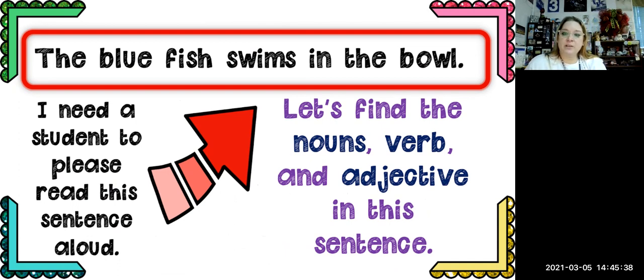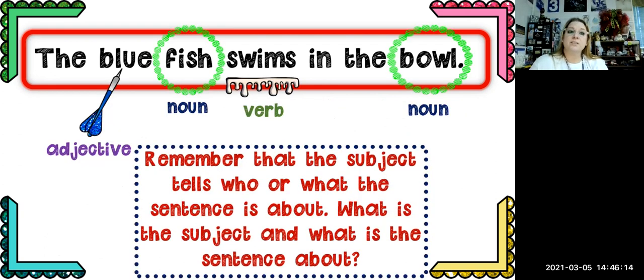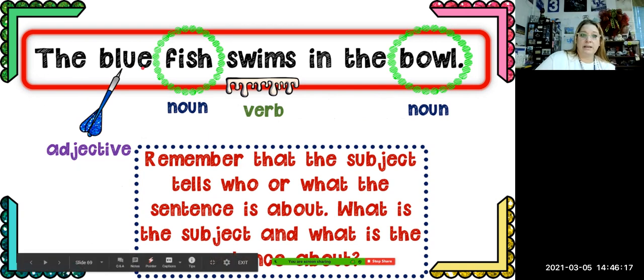Okay, so let's find the nouns, the verbs, and the adjective in this sentence. Tell me first, what are the nouns? Okay, we have fish as a noun and bowl is a noun. Good. What is the action of this sentence? Swims, so that is the verb. Are there any adjectives in this sentence? Any describing words? Yeah, the word blue describes the fish. So we have an adjective, blue, the nouns fish and bowl, and the verb is swims.